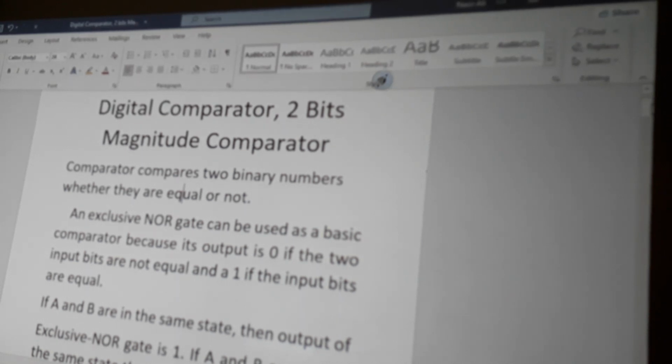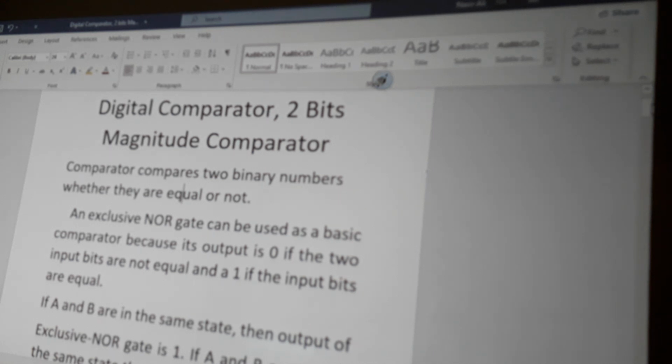Our topic is digital comparator and 2 bits magnitude comparator. A comparator is a combinational circuit which compares two binary numbers whether they are equal or not.